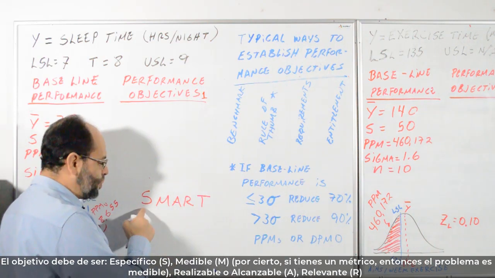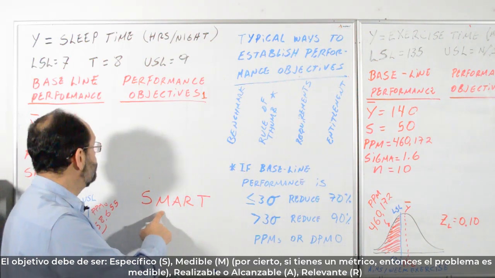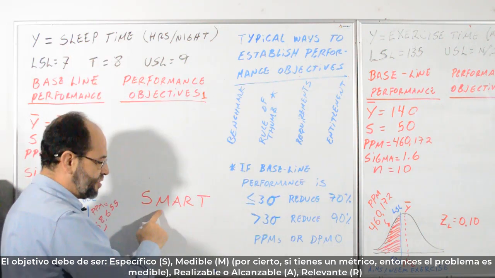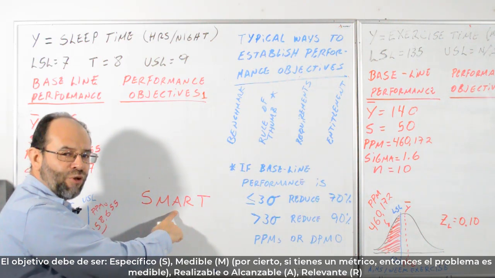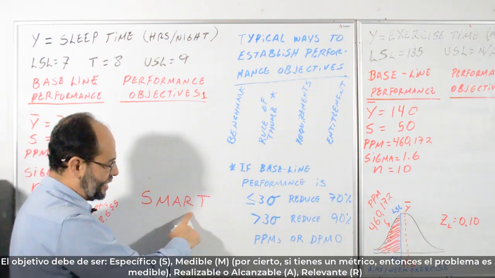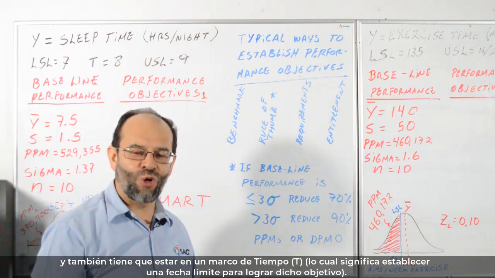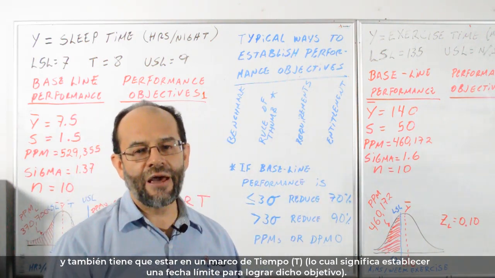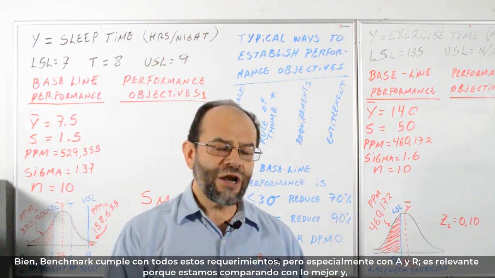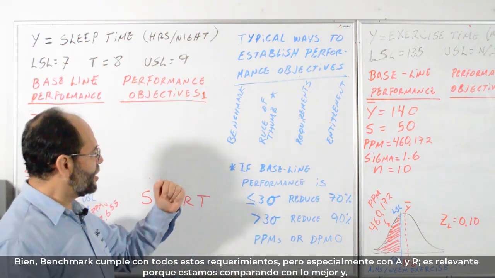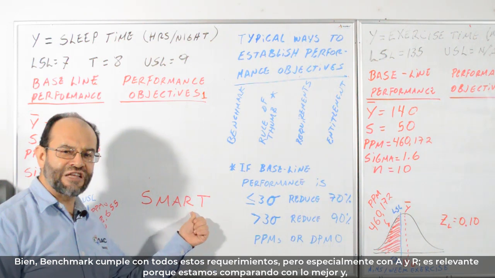The objective has to be specific. The objective has to be measurable. By the way, if you have a metric, then it is measurable. The objective has to be achievable or attainable. The objective has to be relevant, and also has to be time-bounded, or time-frame, which is for when we should obtain that objective.